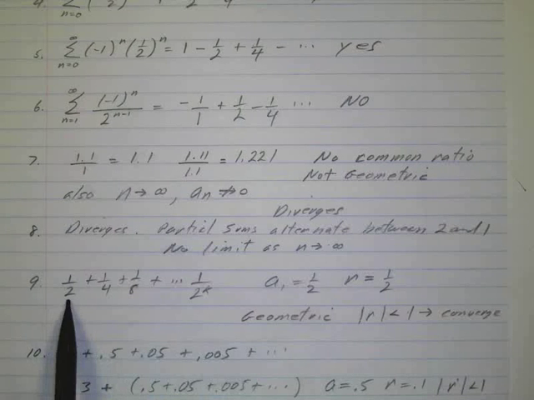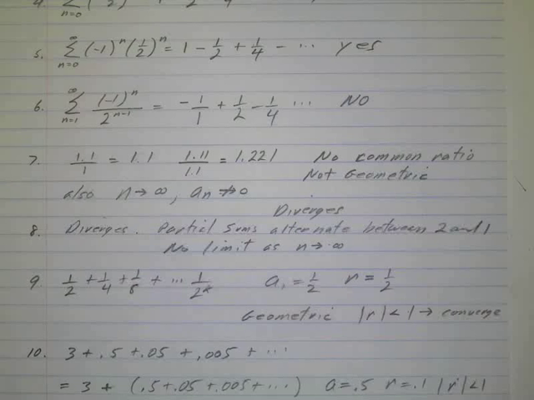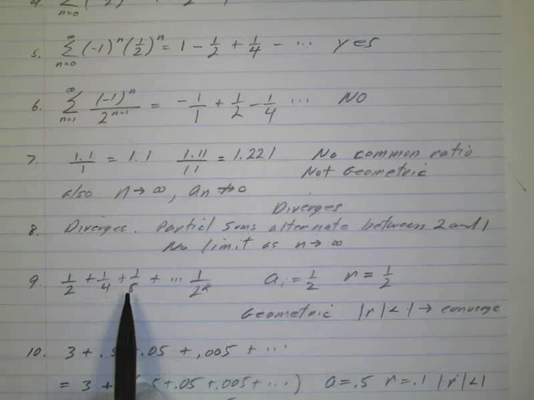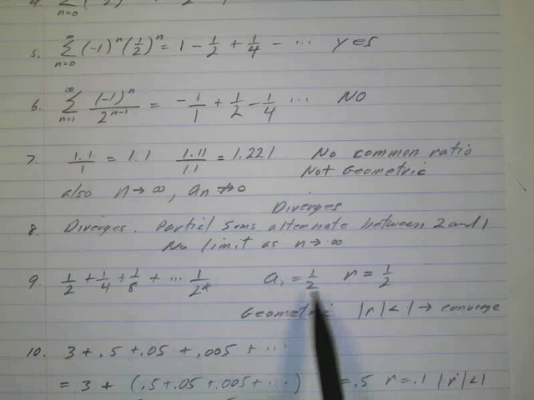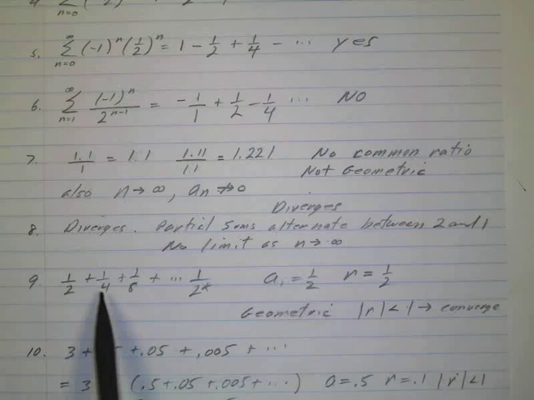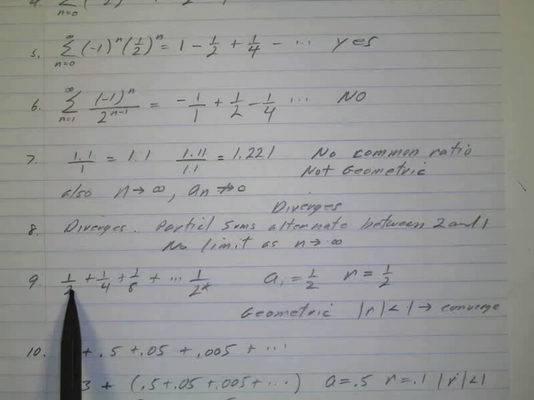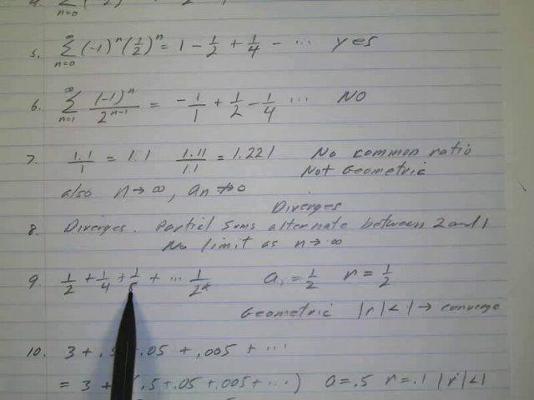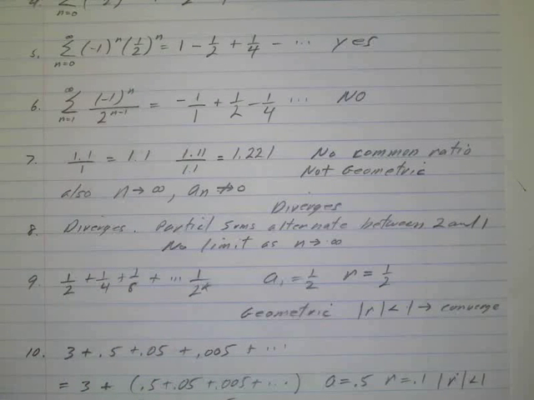All right, number 9. Number 9 was a real nice one, and I mentioned this in class, that a geometric series is one of our most important ones. If I look at it, I got 1/2, 1/4, 1/8, and it looks like my a sub 1 is 1/2, and I have a common ratio of 1/2. In other words, if I multiply 1/2 times 1/2, I get 1/4. If I multiply 1/4 times 1/2, I get 1/8. And it looks like this is the nth term.